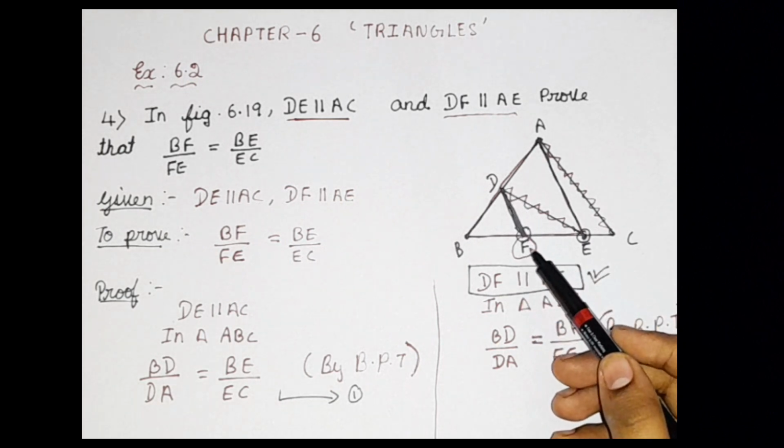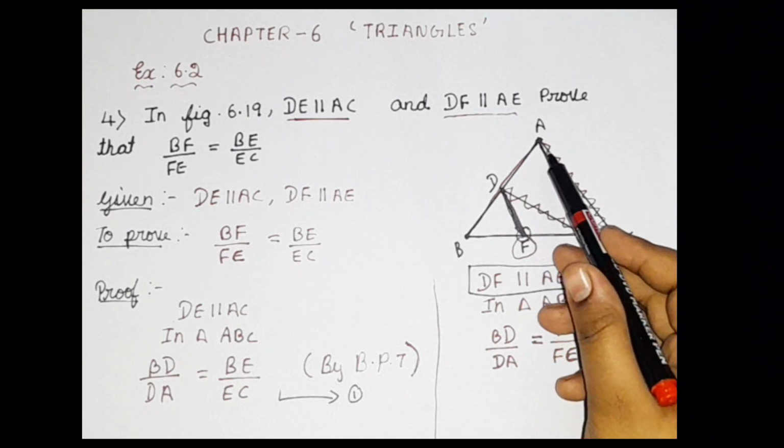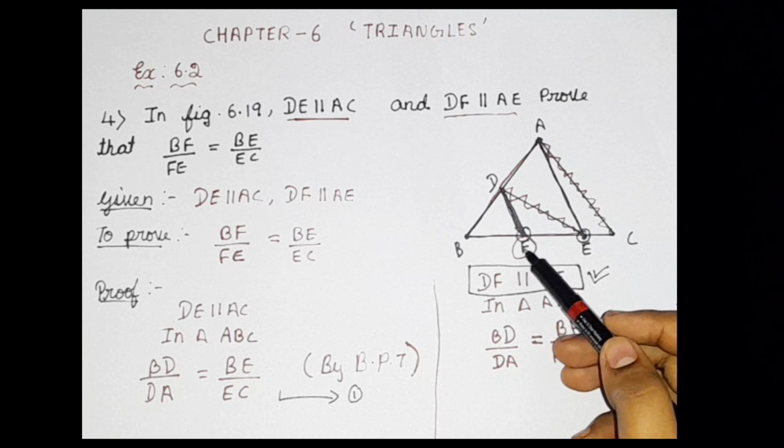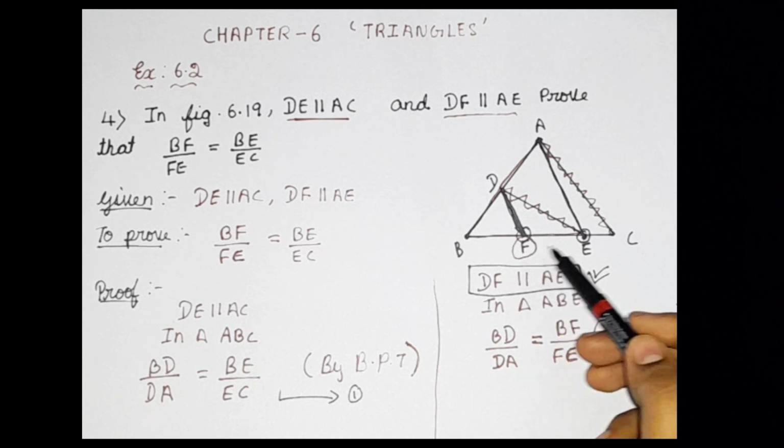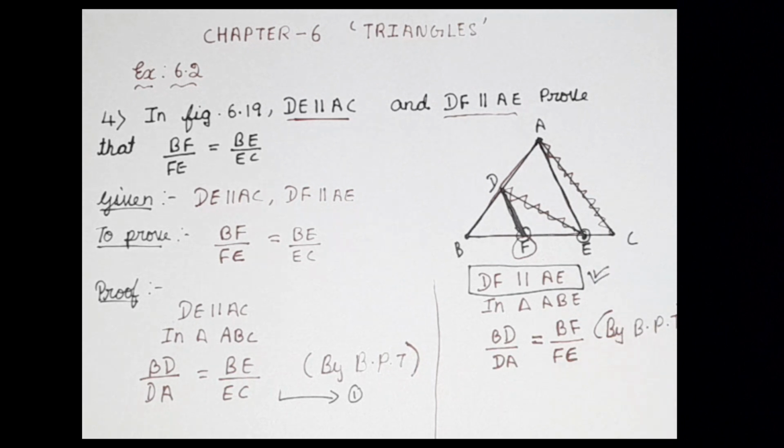Finally, I would like to repeat it again. DF is here and AE is right over here. Look at the end point. The end is F and here it is E. That's why BF by FE. So don't get confused between this one. I just repeated more than 2 times, I guess, for your understanding.